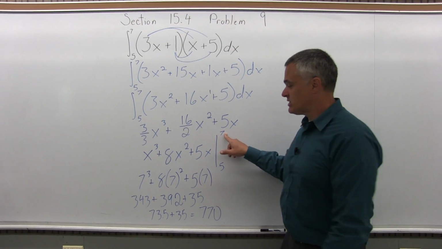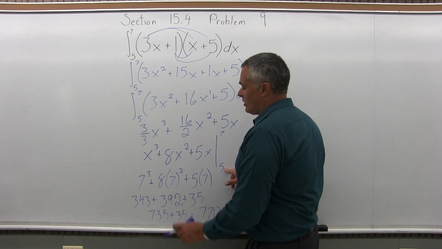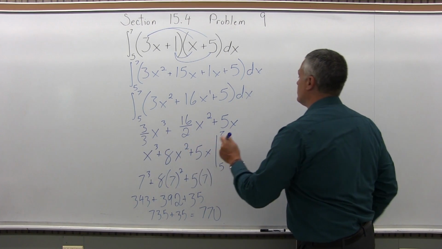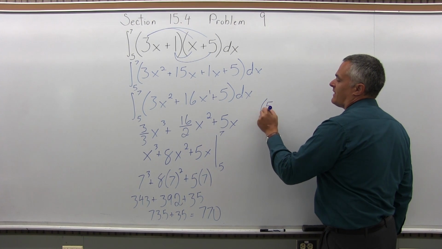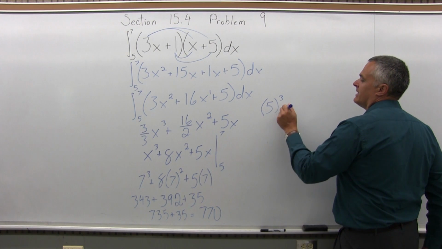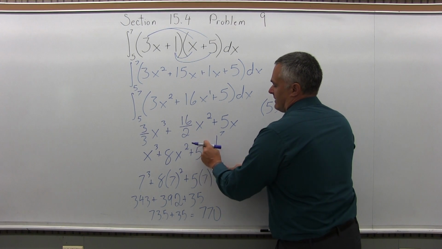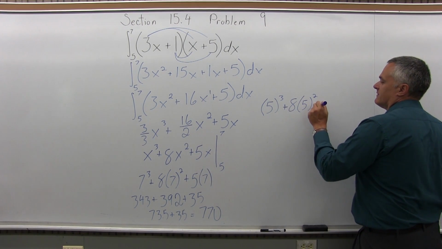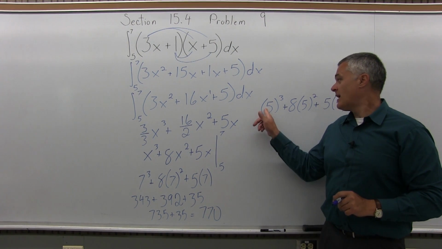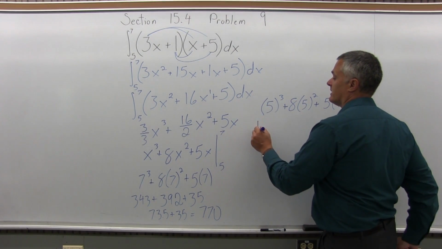I put in the upper limit of integration into my answer, did the math, and I got a result of 770. Step 3, put in the lower limit of integration for my variable and see what I get. So start with x cubed, put in a 5. So x cubed becomes 5 cubed. Then I have 8x squared. I put in a 5 for x, will become 8 times 5 squared. And then finally 5x, or 5 times x, will become 5 times 5. So 5 cubed, 5 times 5 times 5. So 5 times 5 is 25, times the third 5 is 125.